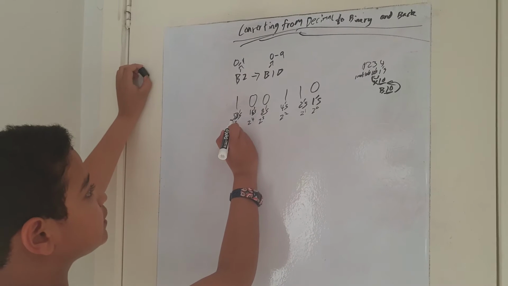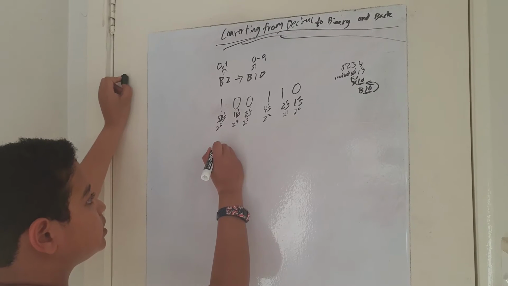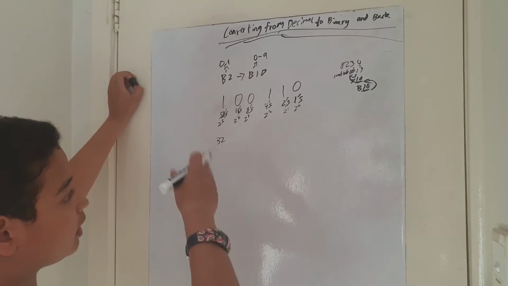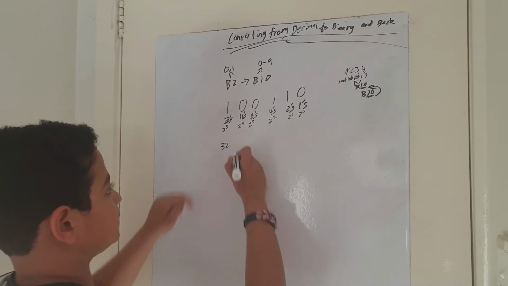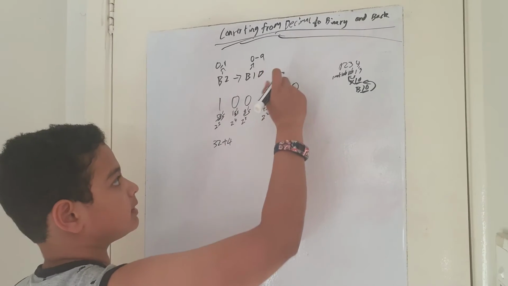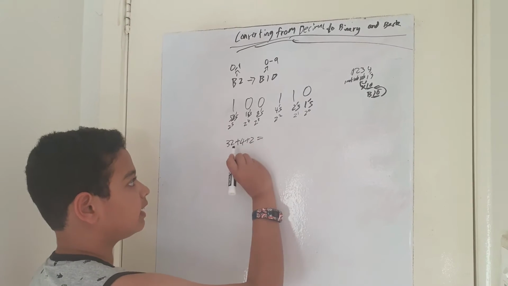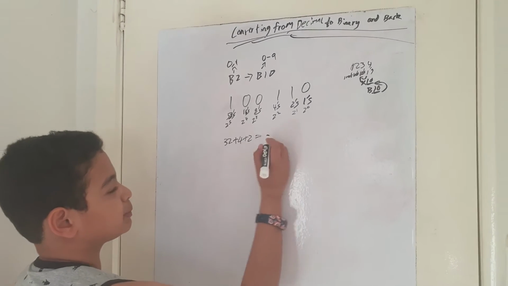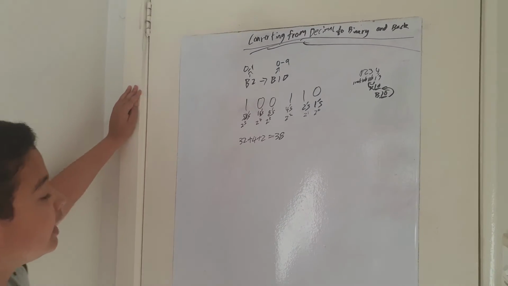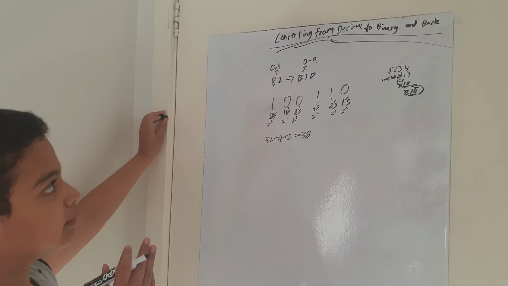So basically you have to do 32 times 1, or well, just 32. Every time there's a 1, you get the number of the column it's in, put that number down and add it. So the next one is on the 4, so plus 4. Next one is on the 2, and that's it. So you add them all together, and you get 32 plus 4 is 36, plus 2 is 38. And there you go. It's as simple as that. It's actually very, very simple to convert from binary to decimal.